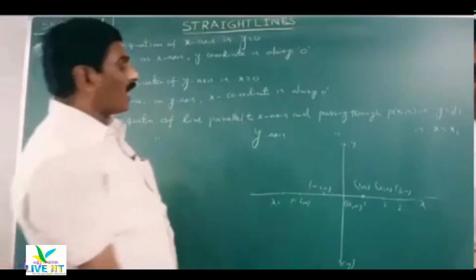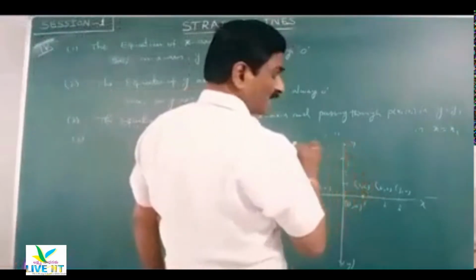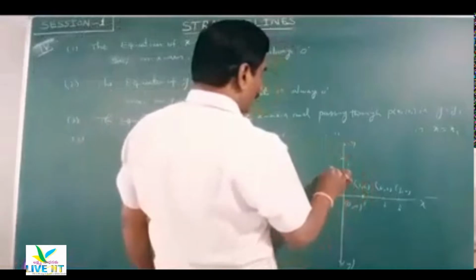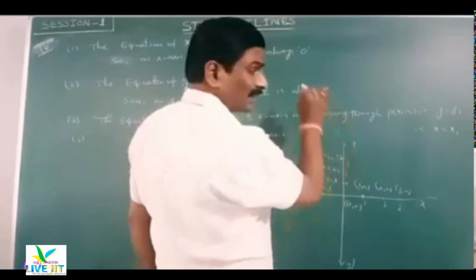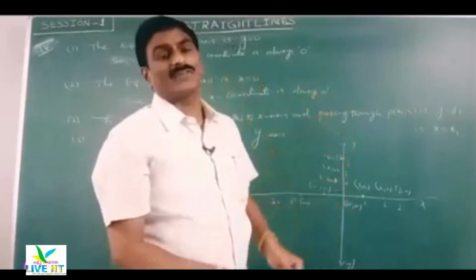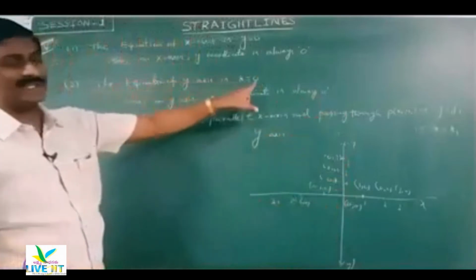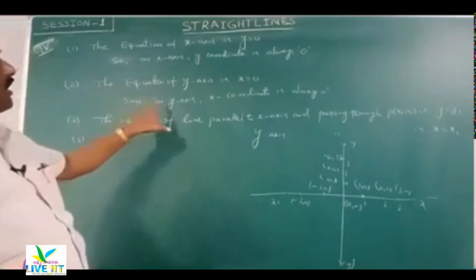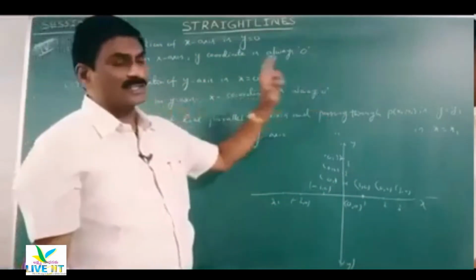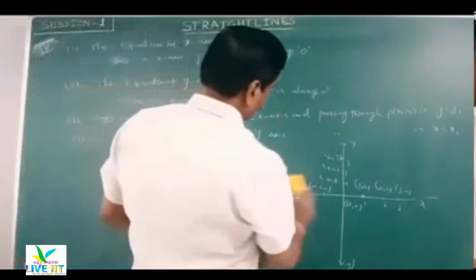Very, very important. Similarly, on the y-axis, what are the conditions? These are 1, 2, 3 and so on. The points are (0, 1), (0, 2), (0, 3), (0, 4) and so on. That means all the x coordinates must be 0. So the equation of the y-axis is x equal to 0, since on the y-axis the x coordinate is always 0. Next, third one.